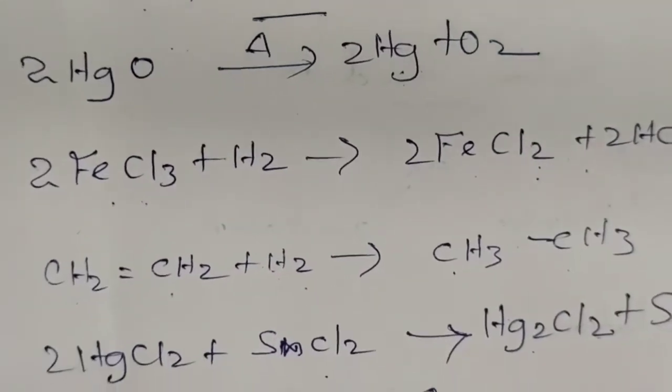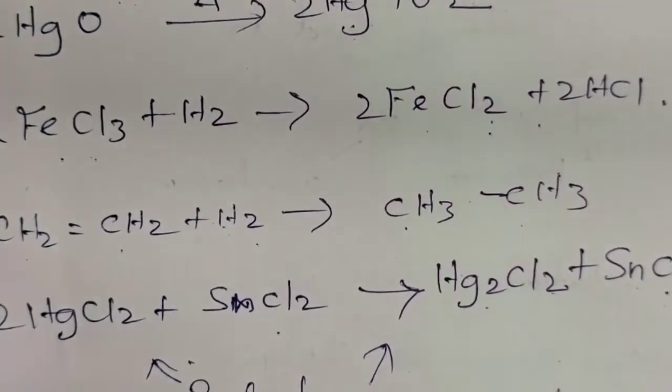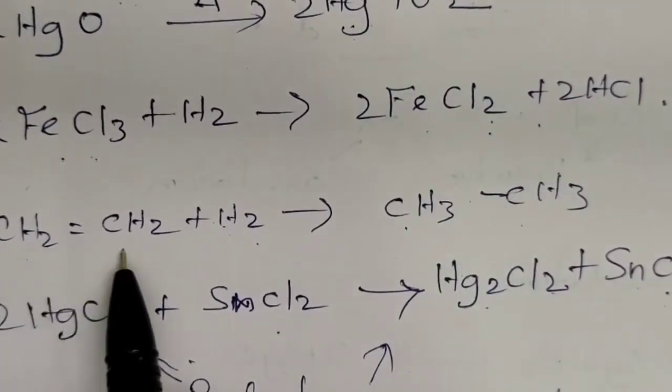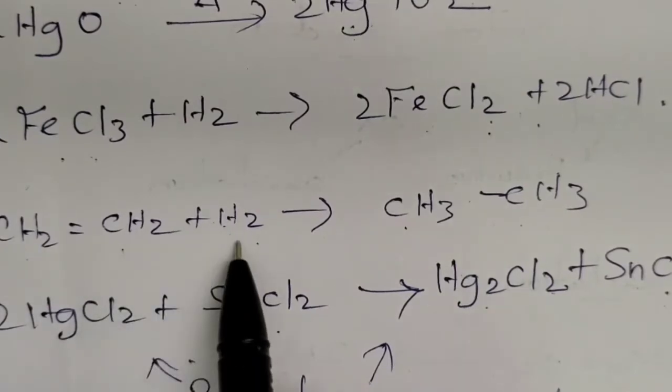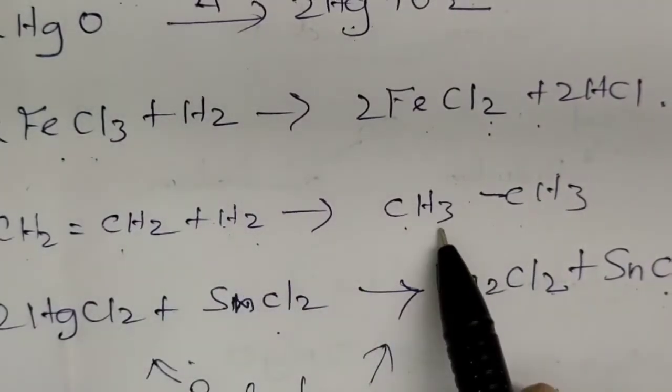Similarly, in the next example, CH2=CH2, ethylene, on heating with hydrogen, we get ethane. That means addition of hydrogen takes place. So addition of hydrogen is called reduction.